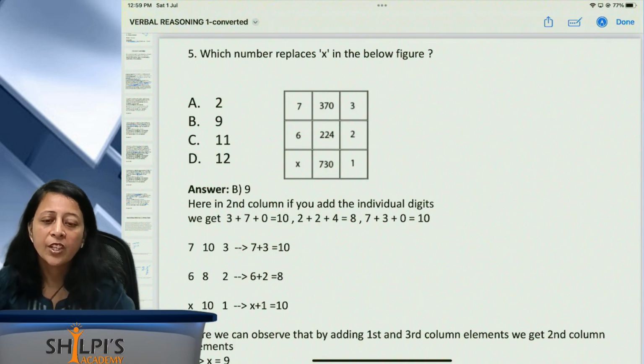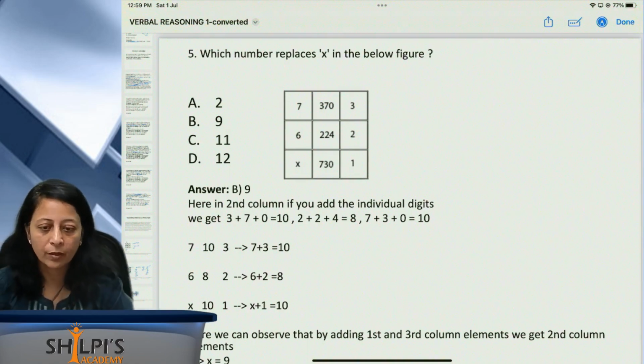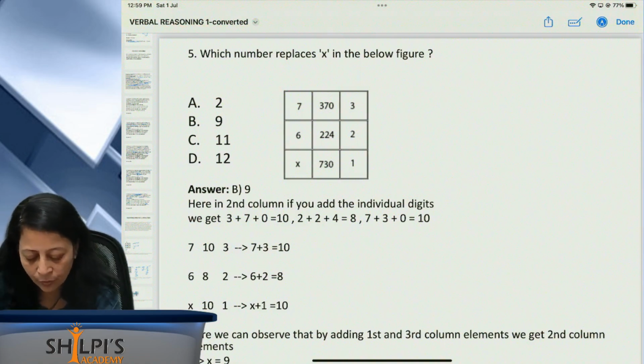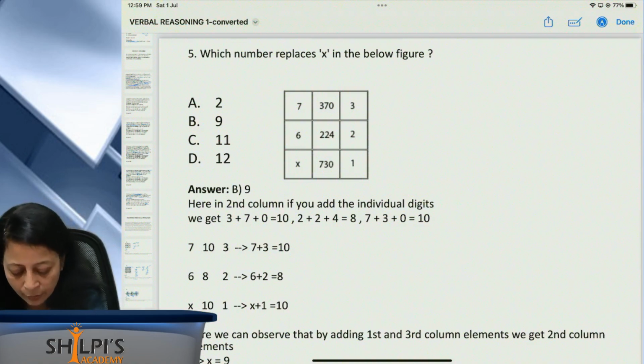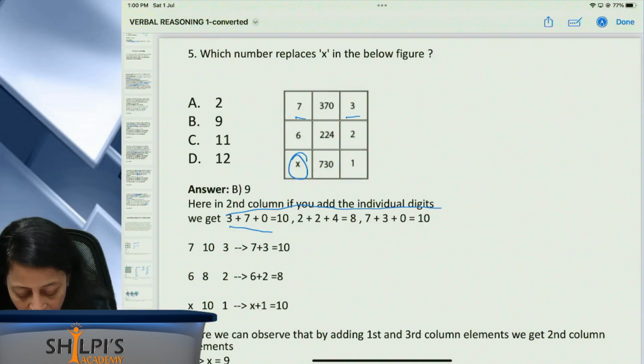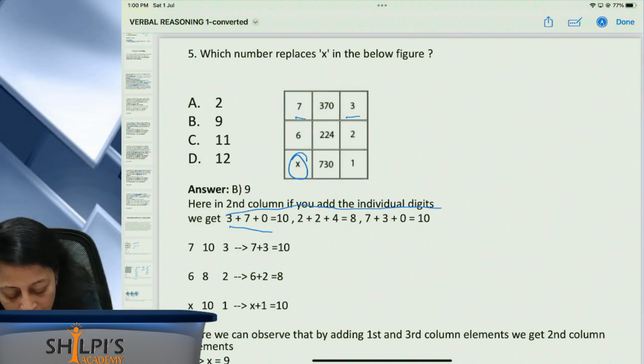Next one: which number replaces x in the below figure? So you have 7, 370, 3, 6, 4. First find out the relationship between the numbers so that we can find out the x. Here in the second column, if you add the individual digits, we get 3 plus 7 plus 0, you get 10. So it means here 370, 3 plus 7 plus 0 is equivalent to 10.